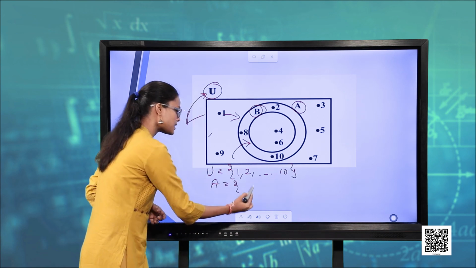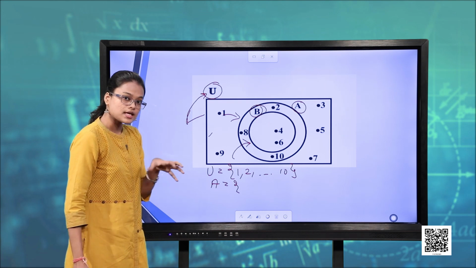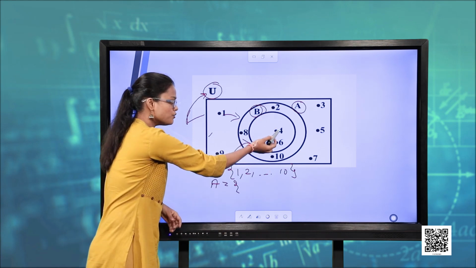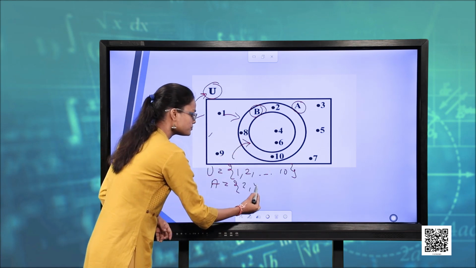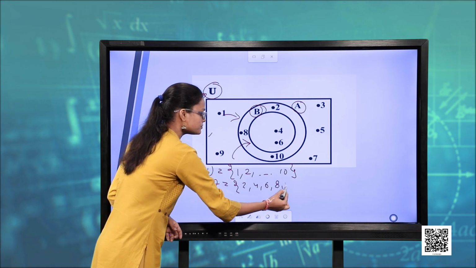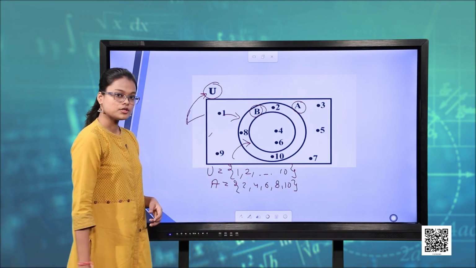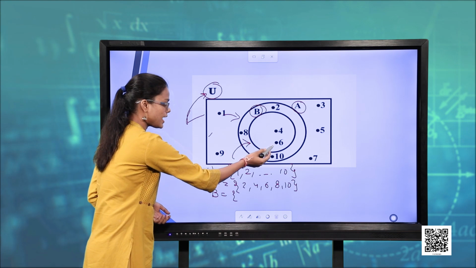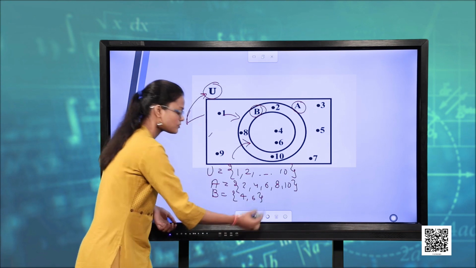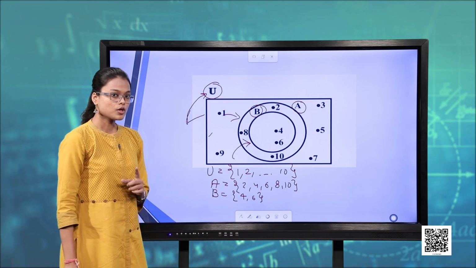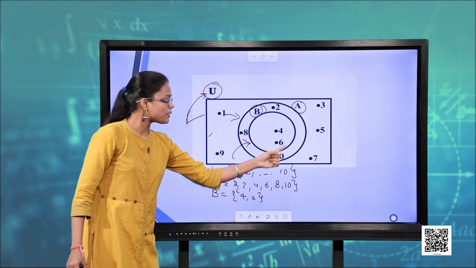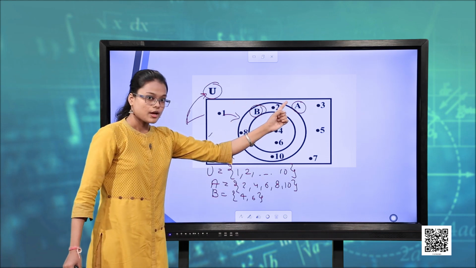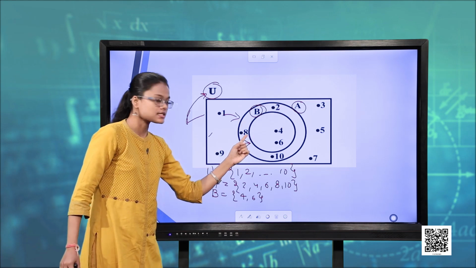What are the elements of the set A? All the numbers inside the circular region of this set A, which are 2, 4, 6, 8 and 10. And what are the members of the set B? 2, 4 and 6. Understood? You may also see that this circular part which is representing B is inside A, which shows that B is a subset of A.